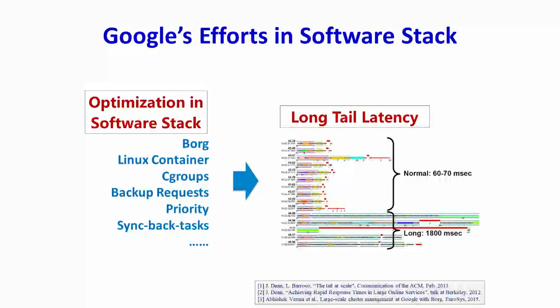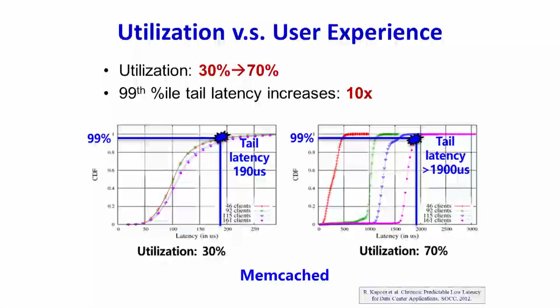Which means most of the requests, in this picture, can be finished in about 60 milliseconds, but some of them have to suffer more than 2 seconds, 30 times more than the normal ones. So there's a trade-off between utilization and user experience.